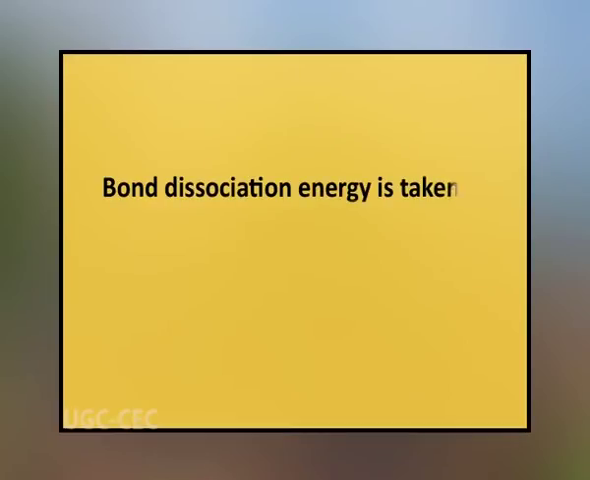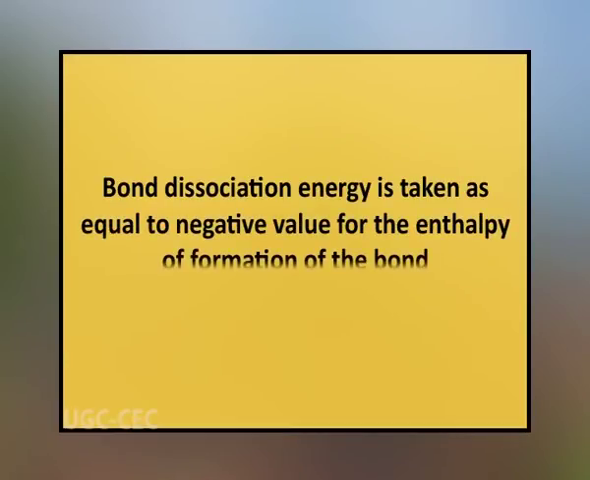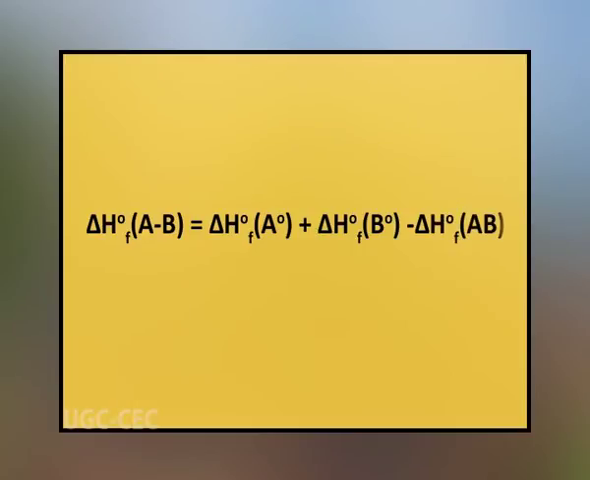There is a variation in bond energy and bond enthalpy, that is, true bond energy should be taken at 0 Kelvin and not at 298.3 Kelvin. However, these differences are very small compared to the value of the bond dissociation energy, and in general the bond dissociation energy is taken as equal to the negative value for the enthalpy of formation of the bond. The enthalpy of bond dissociation is given by the expression delta H0 f (A-B) is equal to delta H0 f (A) plus delta H0 f (B) minus delta H0 f (A-B).